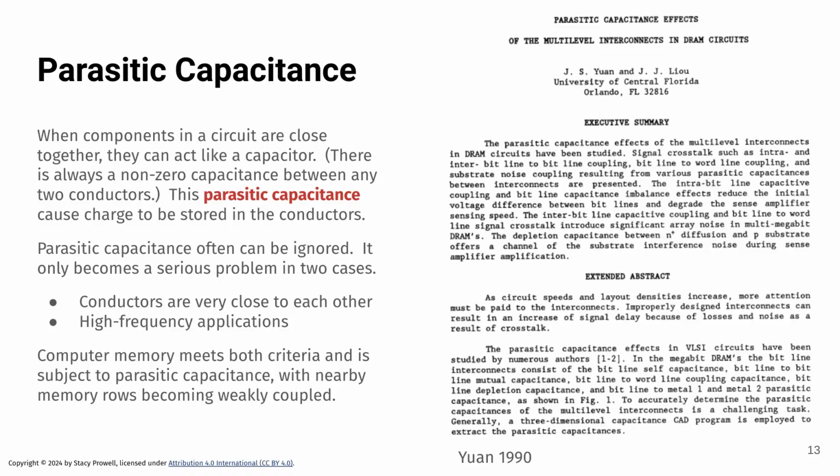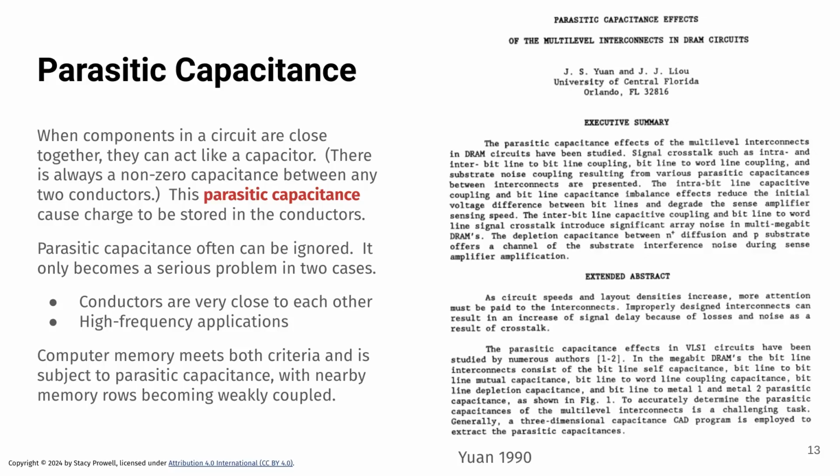And in 1990, there was a really good paper on this, parasitic capacitance effect of the multi-level interconnects in DRAM circuits. In fact, this was a problem that was known before then. It was known way back when DRAM was basically first created. But it's really well explained in this paper, and the source of it is linked in the references at the end.